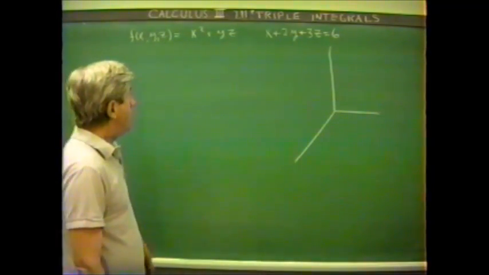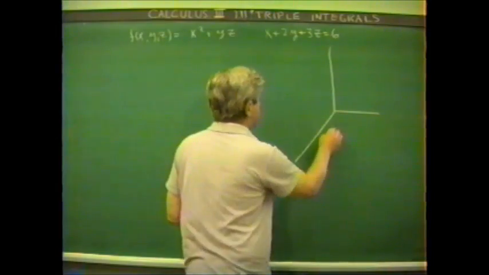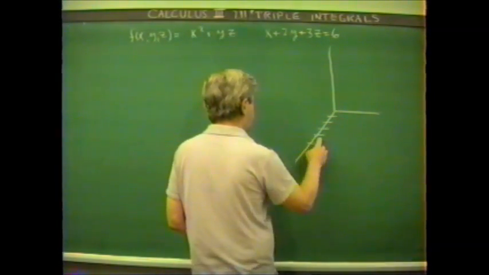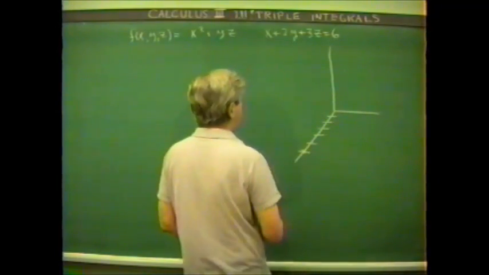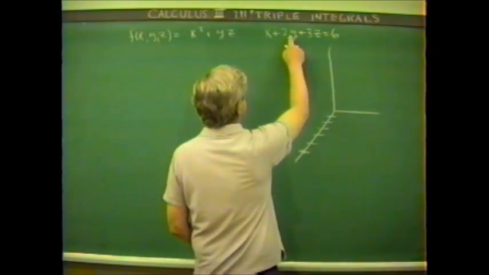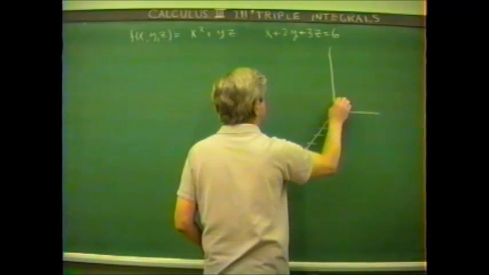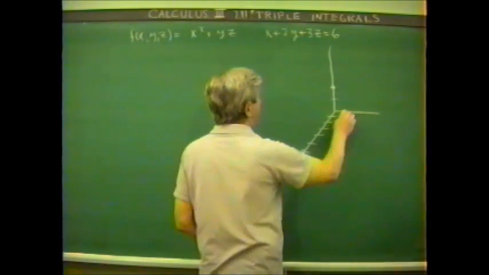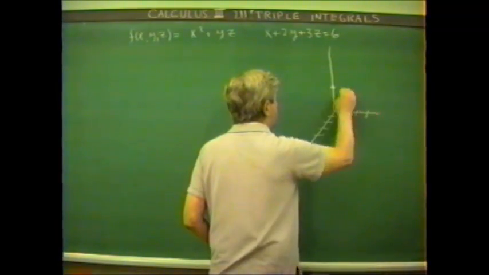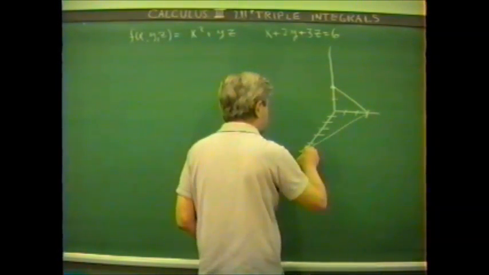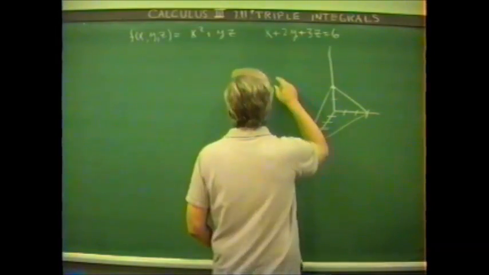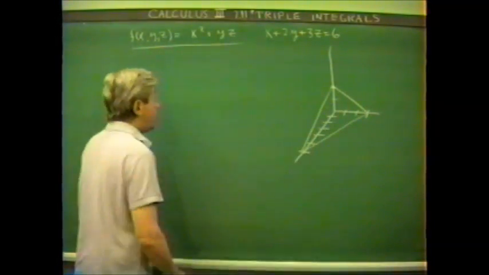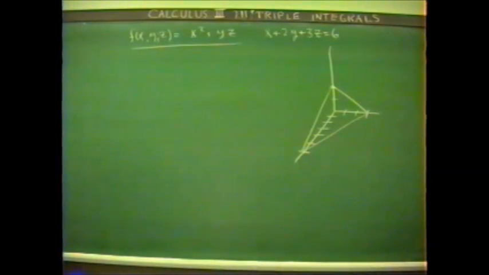What happens here? Well, when y and z are 0, x equals 6. So this comes out 6 units like this: 3, 4, 5, 6. There's a point on the plane. When x and y are equal to 0, z is equal to 2, so it goes up 2 units up here. When x and z are equal to 0, y is equal to 3, so it's over here. This is the plane, like so. We now want to integrate our function f of x, y, and z over this tetrahedron shape right here.